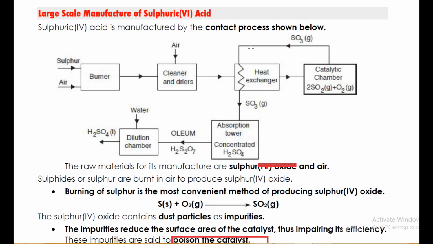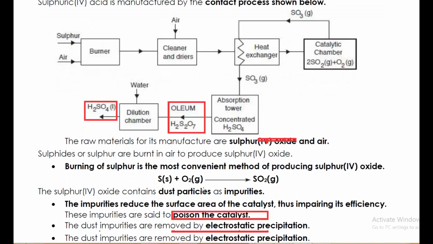Now the sulfur 6 oxide is taken back to the heat exchanger and then into the absorption tower. Then what happens in the absorption tower? Hot concentrated sulfuric acid is added to form oleum, and this is the formula for oleum. Oleum is then taken to the dilution chamber where water is added to form sulfuric acid.